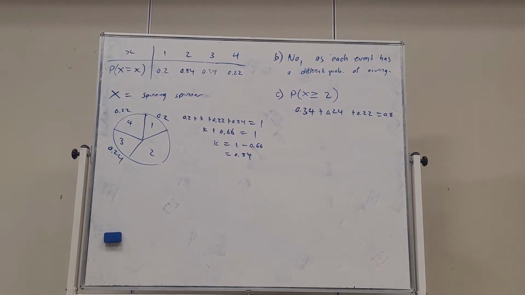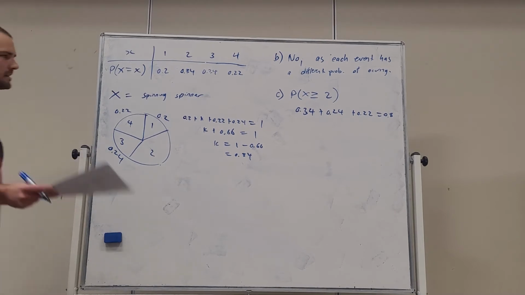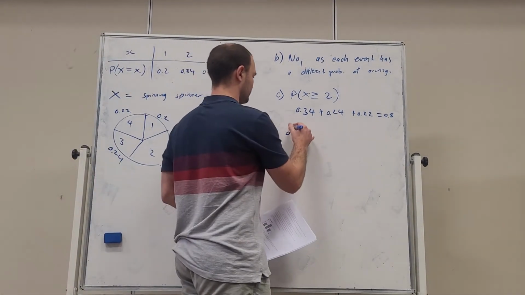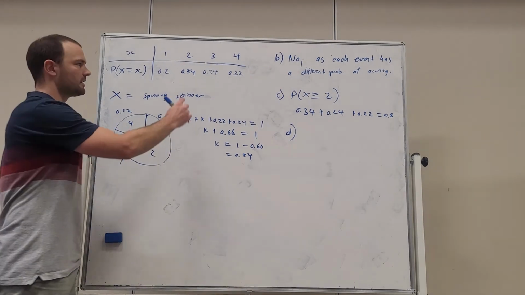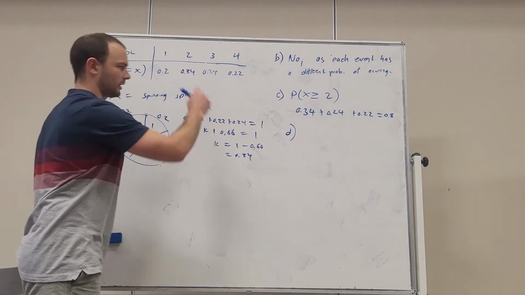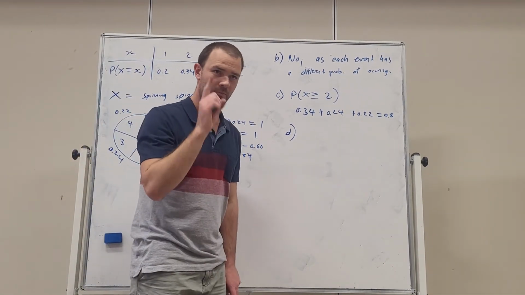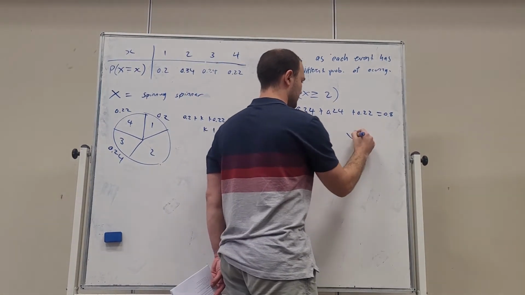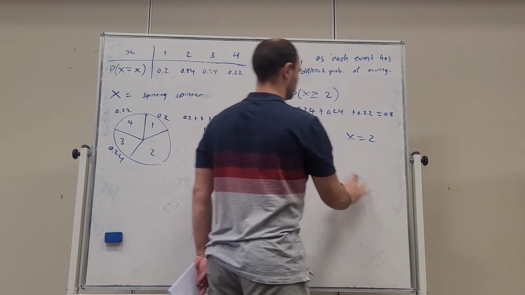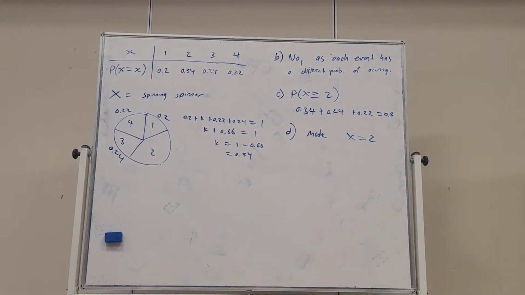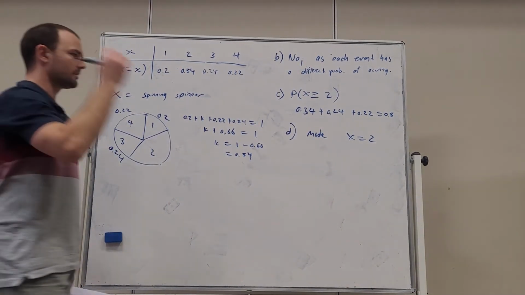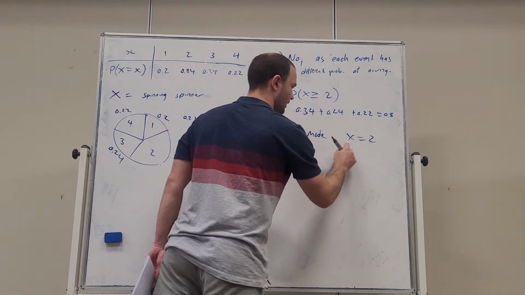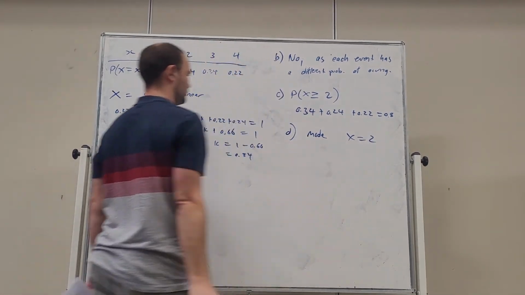Okay, find the mode of the distribution. So the mode means the event with the highest probability. So we just look at it and we go, which number is the highest? 2. Okay, so the mode then is not the probability, it's the event. The mode is x equals 2. Okay, and what that means is the random variable takes on the event 2.